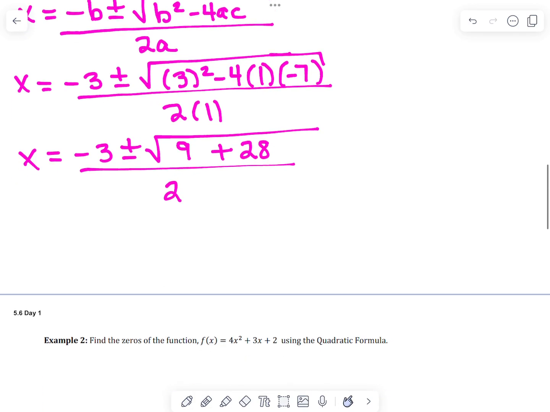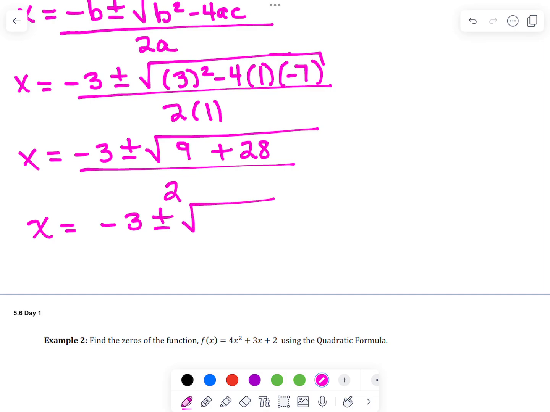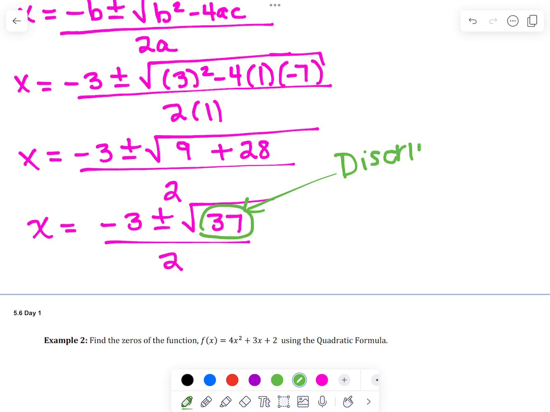Then we again simplify the discriminant. So we get negative 3 plus or minus the square root of 9 plus 28, which is 37, all over 2. Notice that this is not a perfect square, so it just stays as it is. And again, this is that discriminant, which we'll learn about in a little bit, of how many real solutions it has.